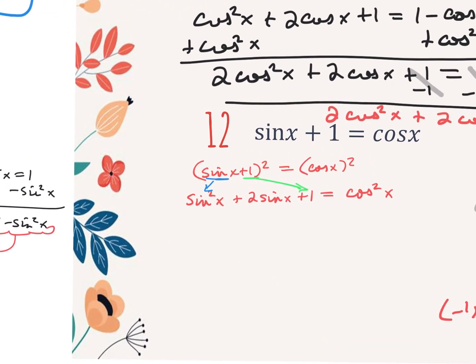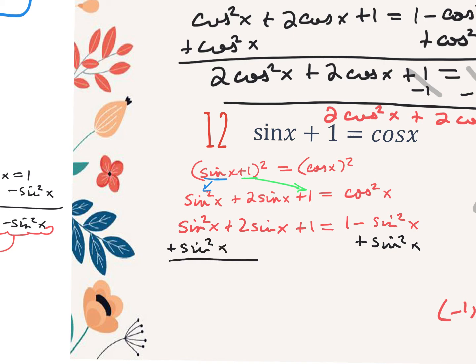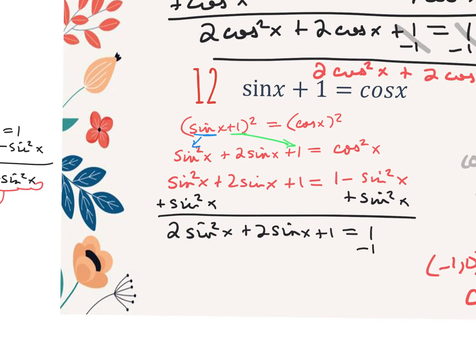So now I have the left side that's still the same: sine squared x plus 2 sine x plus 1. Replace cosine now with 1 minus sine squared x. I need to set it equal to 0, so I need to move the stuff over to the left side. So I'm going to add sine squared x. This becomes 2 sine squared x plus 2 sine x plus 1 equals 1. Move the 1. Notice it cancels from both sides.